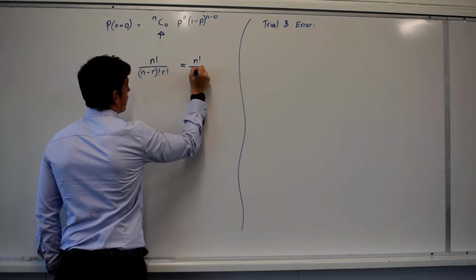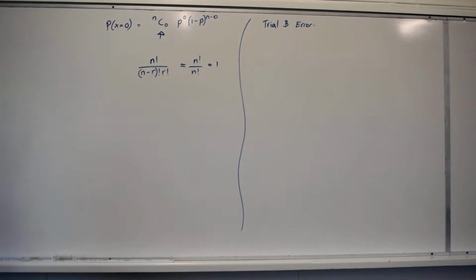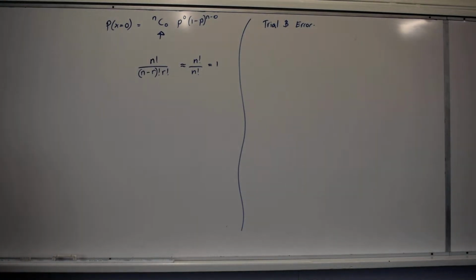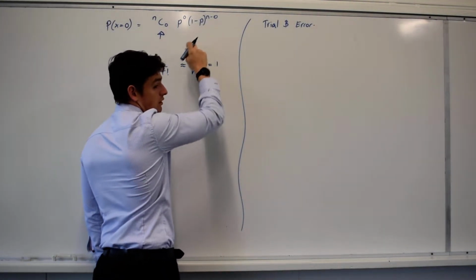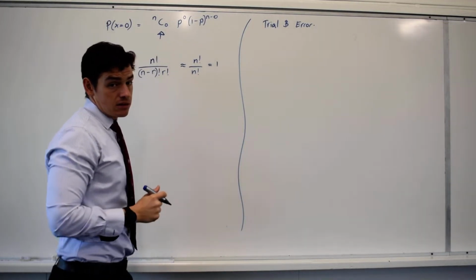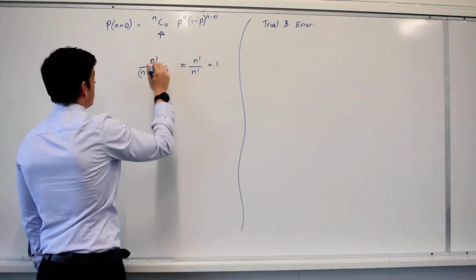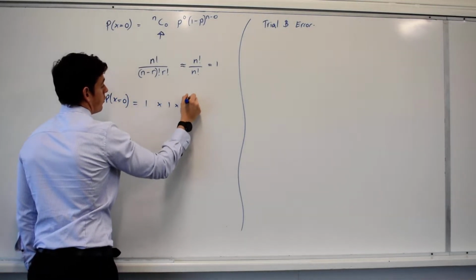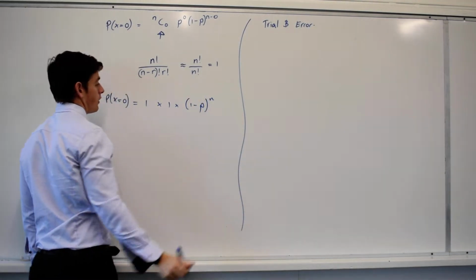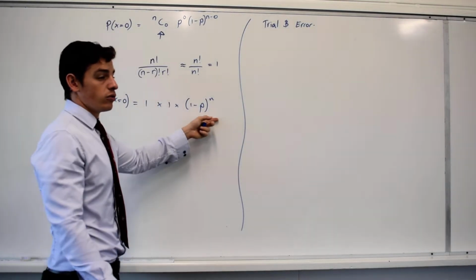N factorial over n factorial, which is 1. Cool? So when we're looking for the probability of getting 0 successes, this becomes 1, this becomes 1, leaving us with only this. Does that make sense? So we can use our formula. The next line will equal P(x equals 0) is 1 times 1 times (1 minus p) to the power of n. This will be some decimal value. Once we know that, we can isolate our variables.